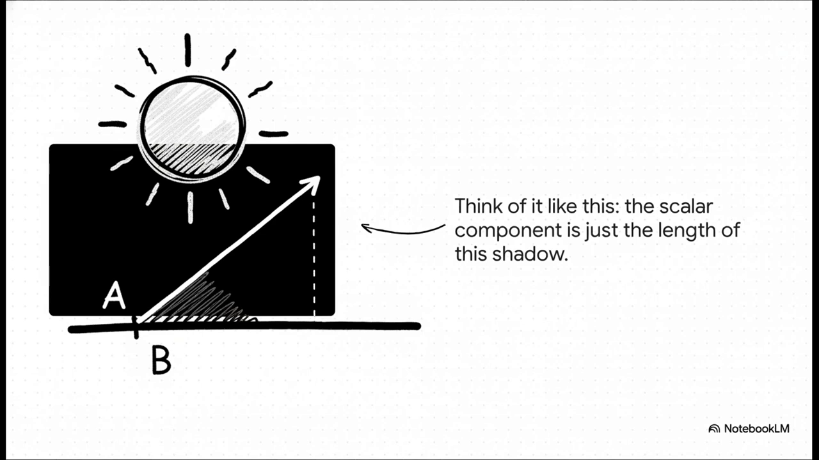Let's make this crystal clear. Picture a bright sun shining straight down, perfectly perpendicular to the ground. That light hits vector A, and vector A casts the shadow onto vector B. The length of that shadow, that is exactly what we're looking for. It's the part of your force that's actually doing the work.